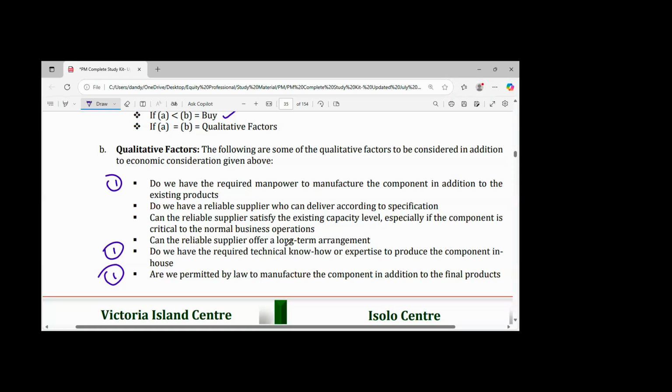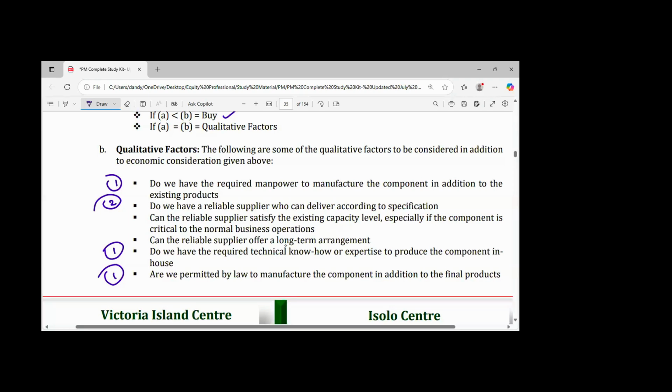So if that cannot be done, then it's better the company continues to produce it by itself. Then number two, you also need to consider whether the reliable supplier can satisfy the existing capacity level, okay? Especially if the component is critical to the normal operation. For example, if you need 100,000 units of that particular component, the supplier should be able to deliver anytime you call on the supplier, but not a situation whereby when you say you need 100,000, the supplier tells you, oh, I'm bringing 60,000 now. I will bring the 40,000 later.